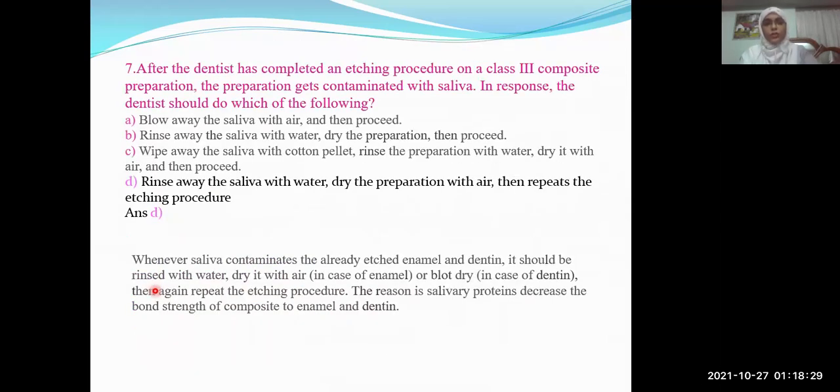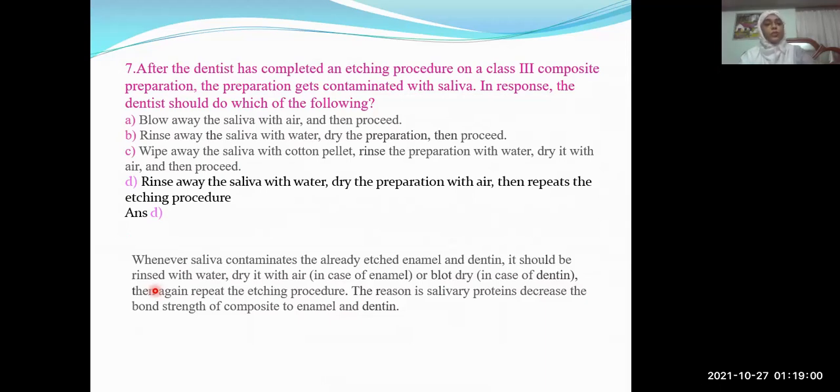Then when you come to the seventh question, after the dentist has completed an etching procedure on a class 3 composite preparation, the preparation gets contaminated with saliva. In response, the dentist should do which of the following? Blow away the saliva with air, then proceed? No. Rinse away the saliva, dry the preparation and proceed? No. Wipe away the saliva with pellet, rinse the preparation with water, dry it with air, proceed? No. Rinse away the saliva with water, dry the preparation with air, then repeat the entire etching procedure.